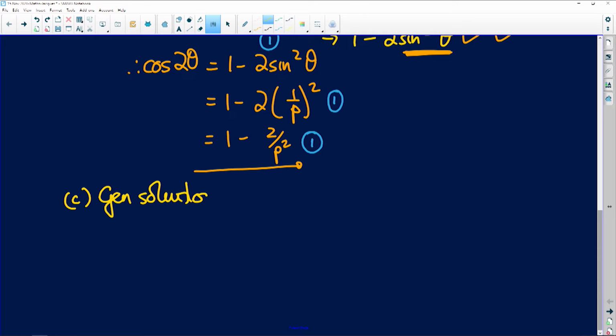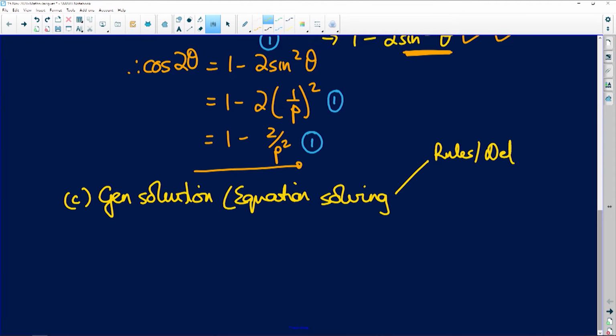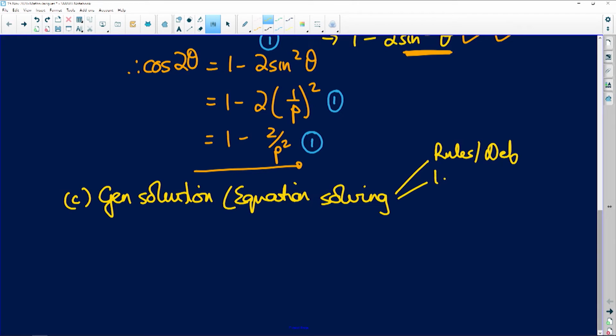Okay, so where are we now? We are at equation solving. Now remember, to solve equations, you're either going to need your rules or your definitions for basic trig equations. Those are the sine of theta equals a number. Then you just inverse sine the number to get to the angle. Or we're going to apply identities.